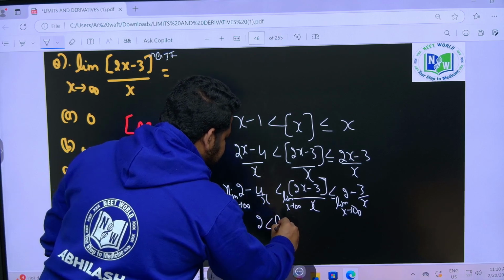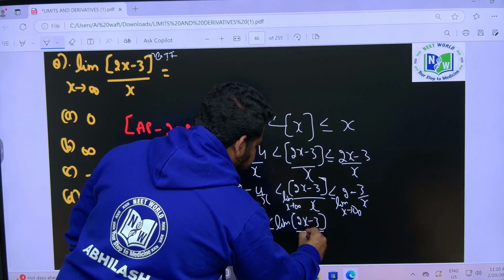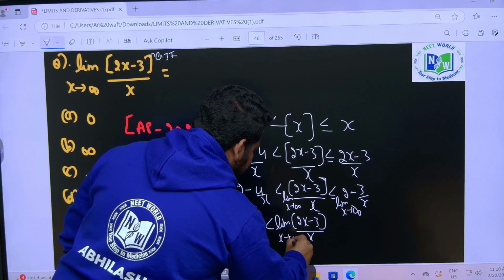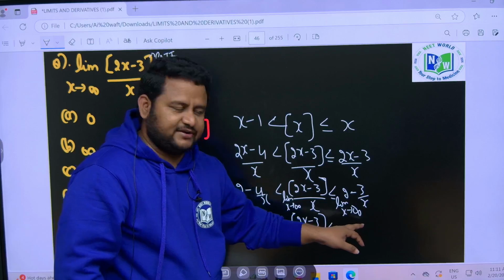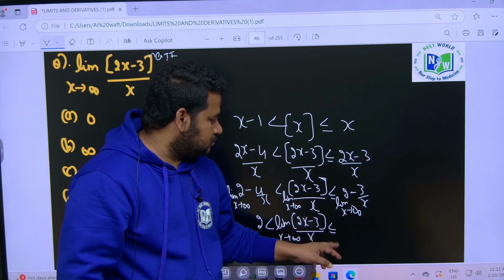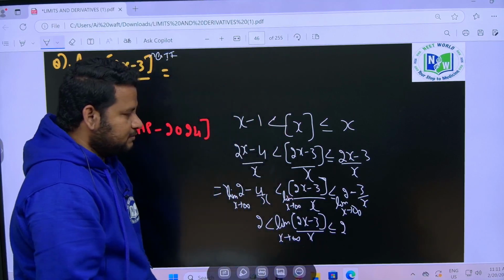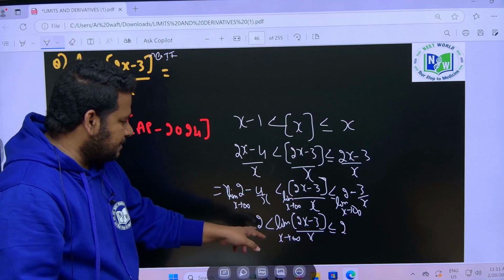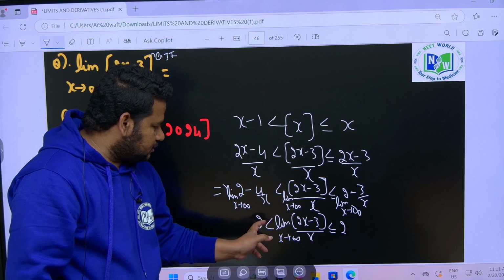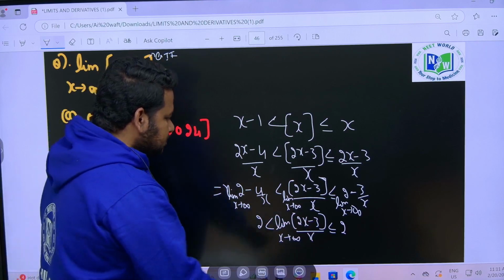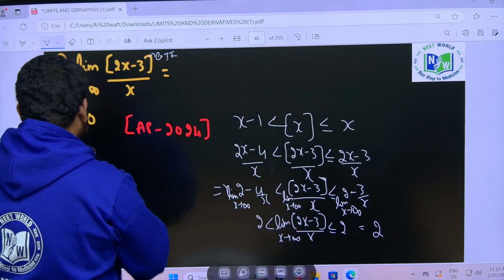So the limit of 2x minus 3 divided by x as x extends to infinity will be less than or equal to, see friends, 3 by x, x is infinity, so 3 by infinity will be 0, so it will be equal to 2, less than or equal to 2. This limit is lying between 2 and less than or equal to 2, so this value will be equal to 2. So the correct answer to this question is D, 2.